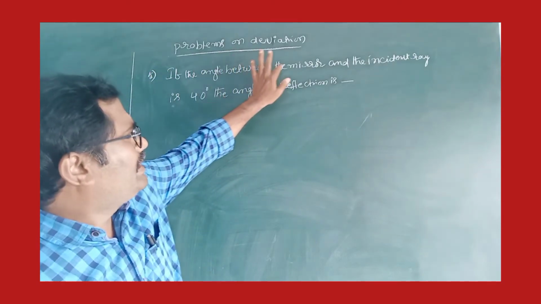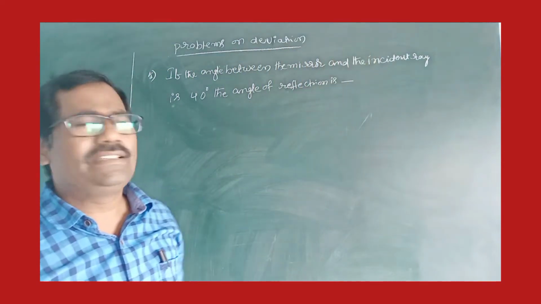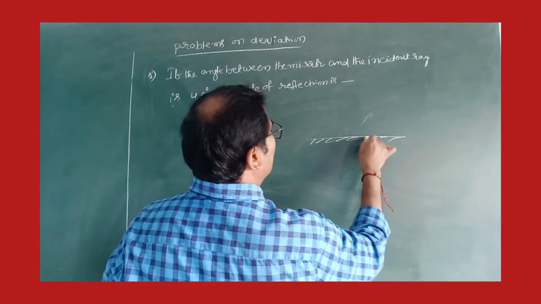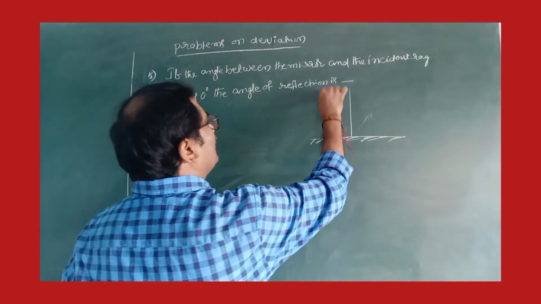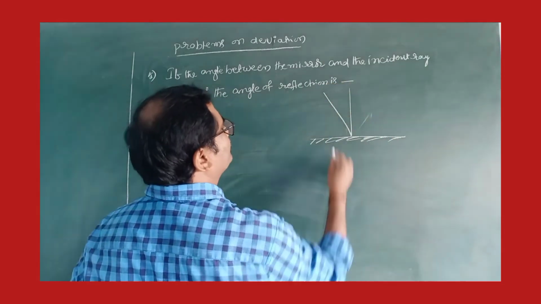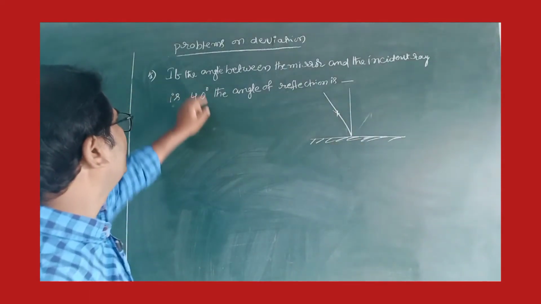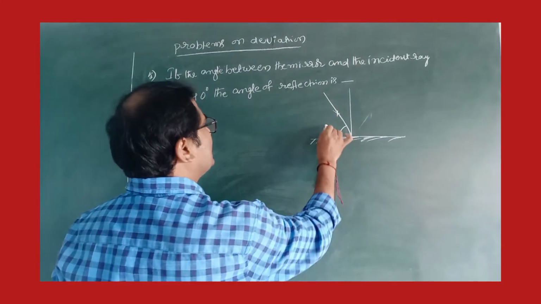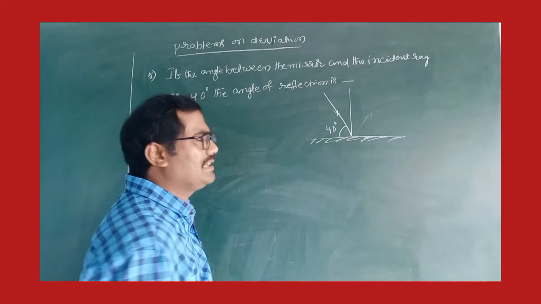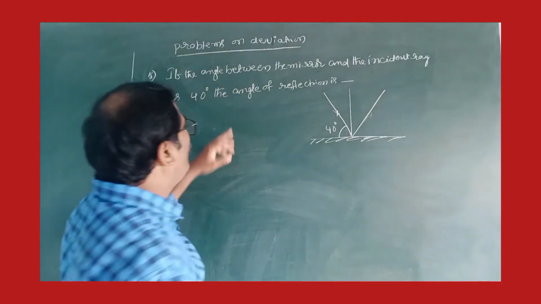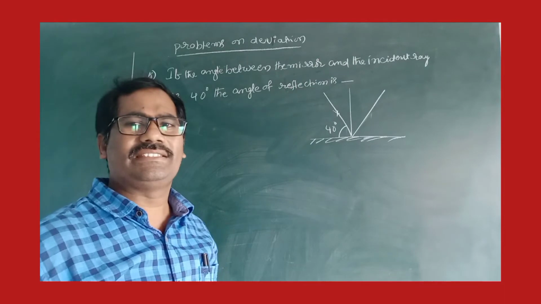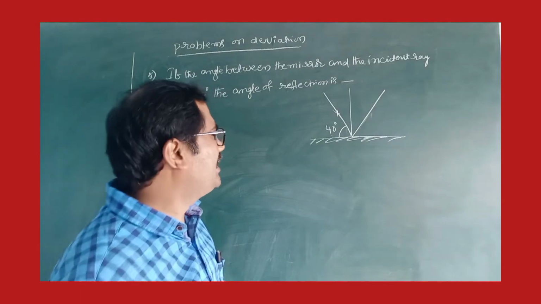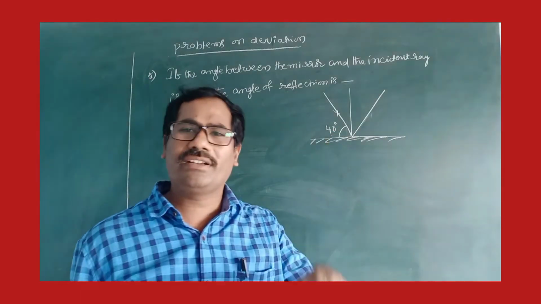If the angle between the mirror and the incident ray is 40 degrees, that means it is the incident ray. The angle between the mirror and the incident ray is 40 degrees. It is the reflected ray. What is the angle of reflection? That means it is the glancing angle. That means the glancing angle of incidence is 40 degrees.